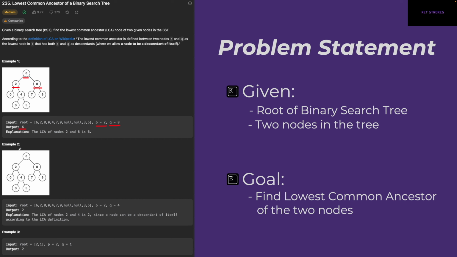Similarly, in the second example, we see that the value of P is 2, that's our first node, and Q is 4, which we can see right here. And this is an interesting case because 2 is a parent of 4. So 2 basically becomes the lowest common ancestor of 2 and 4.